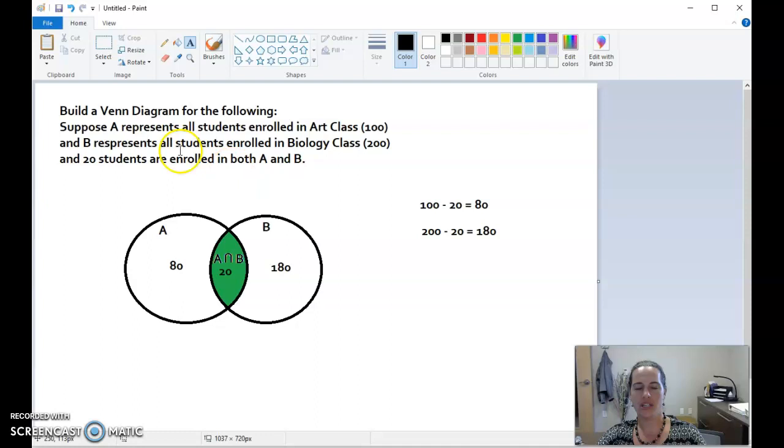So the intersection is what is in both A and B, and they told us that was 20. If I put the 80 and the 20 together, that was all of A, which is 100. If I put 20 and 180 together, that was all of B. But this A intersection B are the students that are in both art and biology.